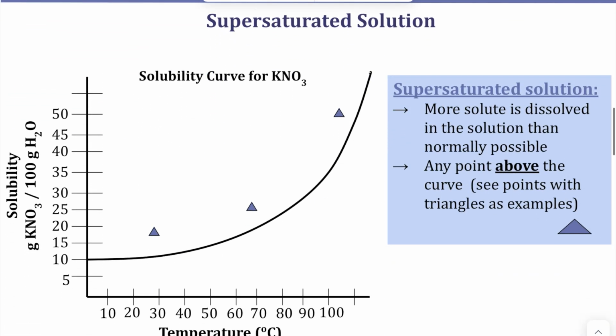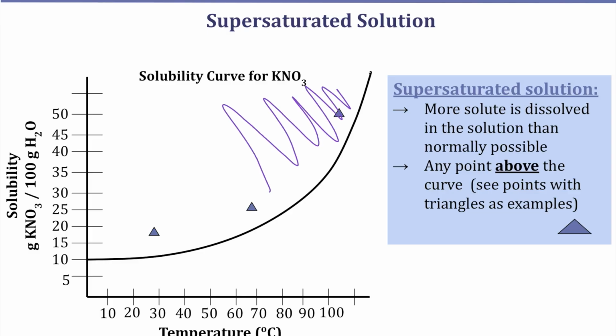As we look at this same graph for the solubility of potassium nitrate, if we are looking at supersaturated solutions, that's where more solute is dissolved in the solution than is normally possible. We see that any point above the curve is going to represent a supersaturated solution. So we have a few points that are marked on here. Anything in this area would represent a supersaturated solution, seeing those triangles as different examples.